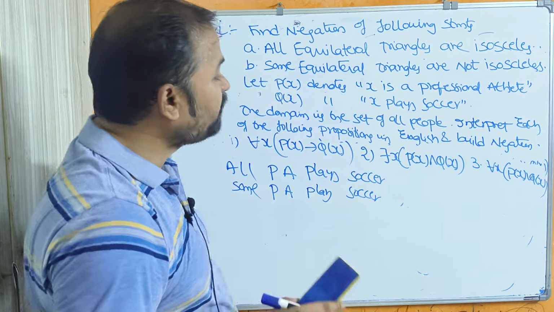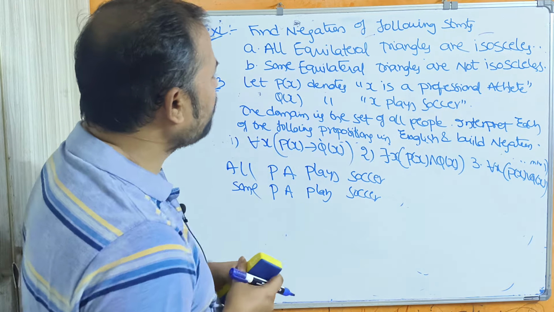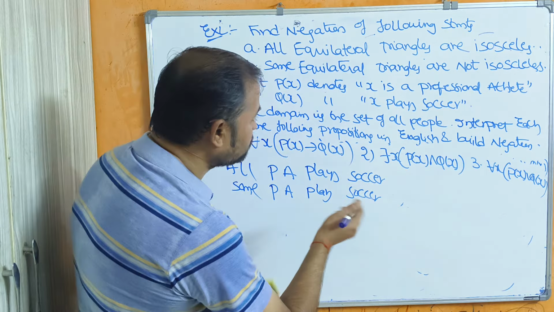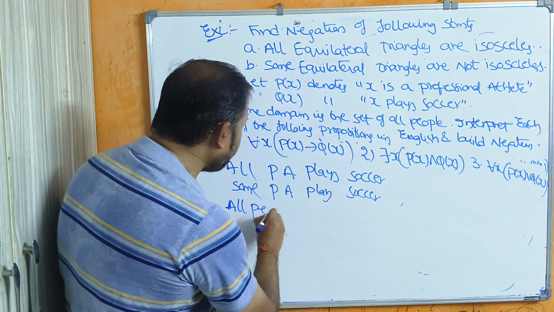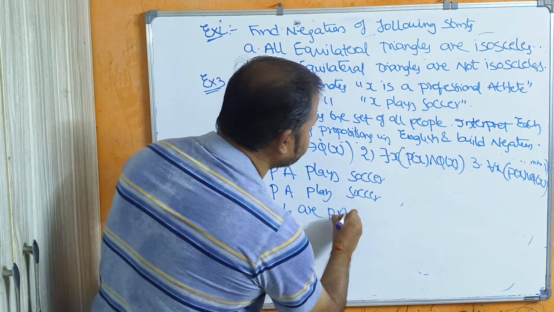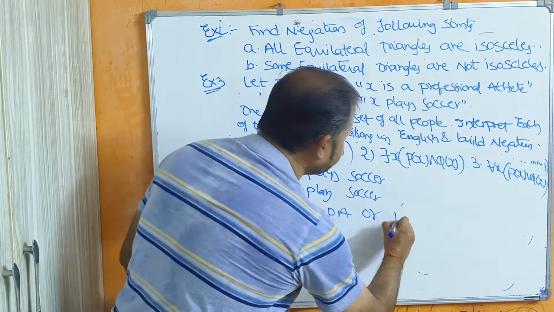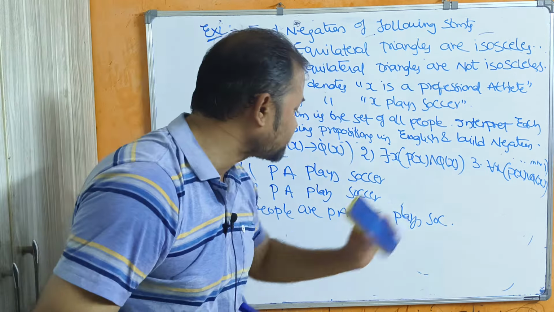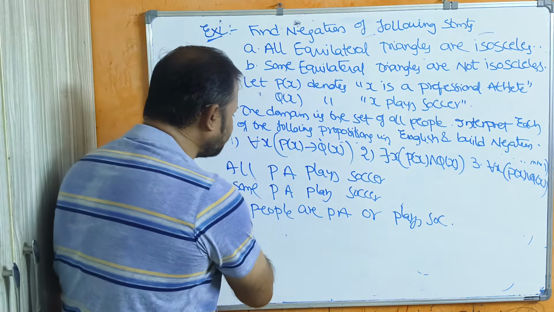Next, what is the third one? For all x, P of x or Q of x. So P of x means professional athletes or Q of x means plays soccer. What is the domain? Domain is the set of people. So for all means all, so all people are professional athletes or play soccer. So this is the English notation for these three symbolic propositions.